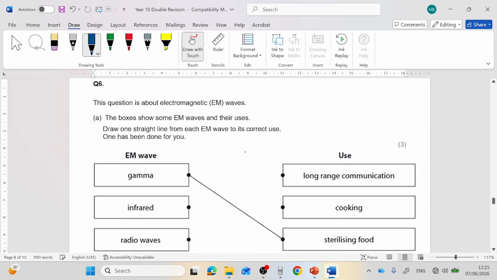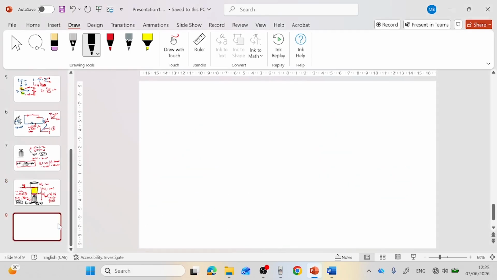This question is about electromagnetic waves. So let's revise the electromagnetic waves. What is meant by electromagnetic waves? They are waves which are produced from the vibrations of electric field and magnetic field, which are perpendicular to each other and perpendicular to the direction of wave propagation.